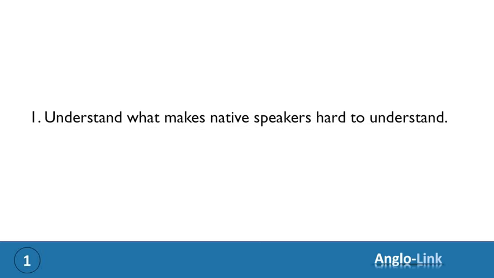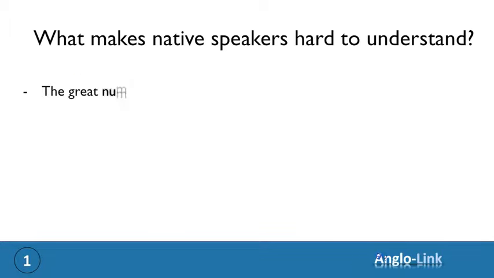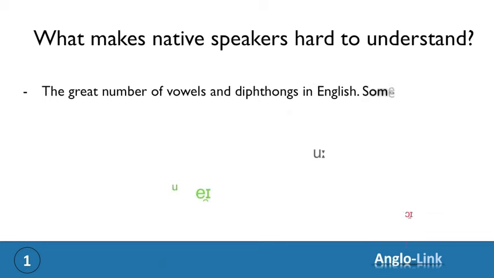Okay, let's start with understanding what makes native speakers hard to understand. There are 2 main reasons for this. The first one is the great number of vowels and diphthongs in English. And some of these are very similar to each other.